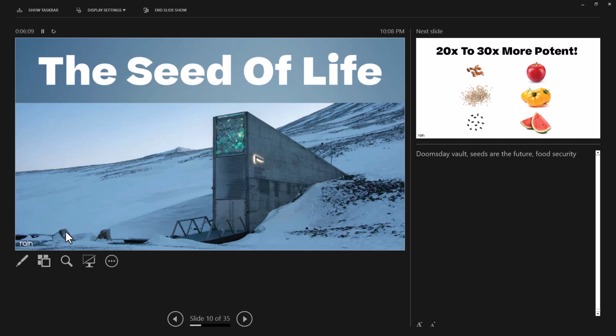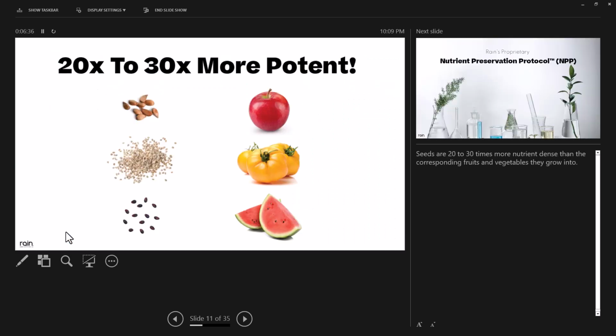Governments started realizing if there were a cataclysmic event, what would we need to start life again on this world? What would be important to the human race? Well, seeds and the genetic information from around the world of all these different seeds. There's over 900 and something thousand seeds preserved in this vault. And it turns out that seeds in and of themselves are 20 to 30 times more dense in nutrition than what grows from the seed.